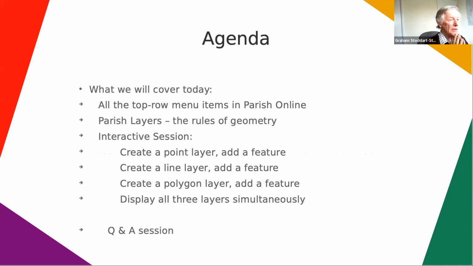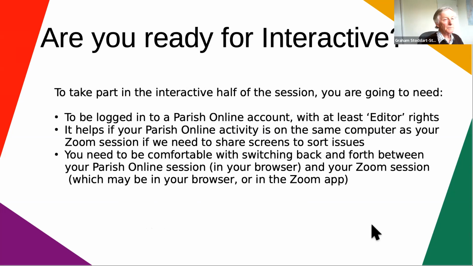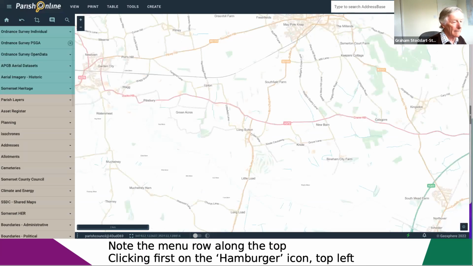and then we'll have some fun doing an interactive session where we're going to create 3 layers, one of each type of geometry, just so you can see the difference. Then we're going to show all 3 together, and then we'll ask you for comments. So the interactive session, just in case, well, I think both of you got your acts together in terms of Parish Online, so you don't need to bother with this one, and we'll move on.